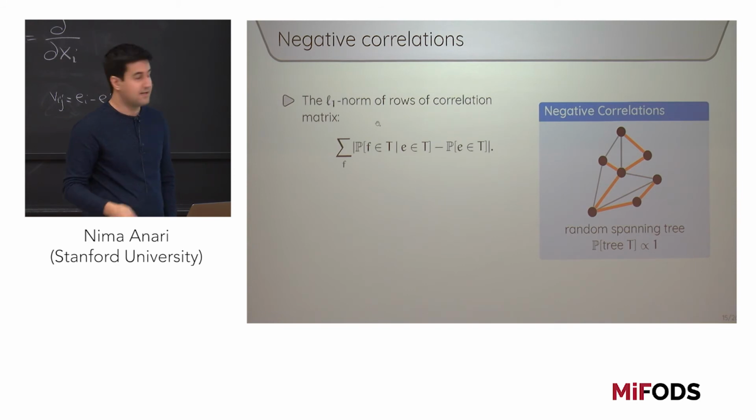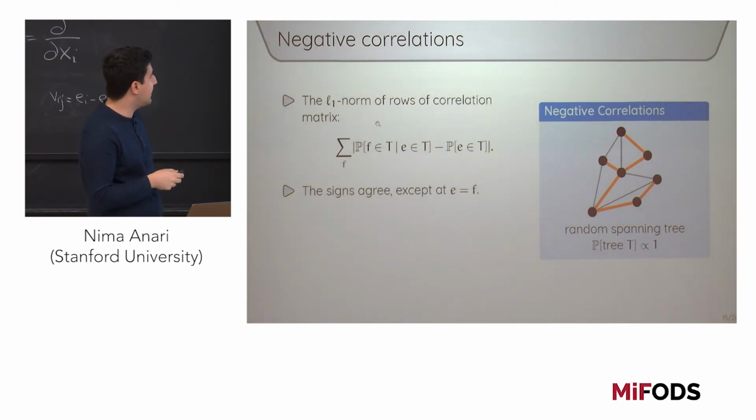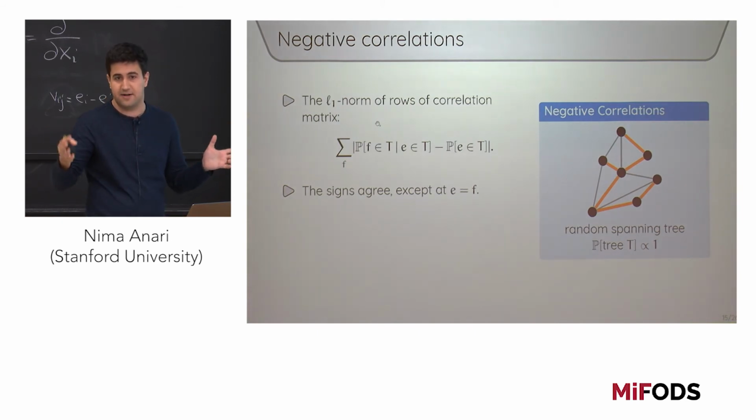Now the other thing I know is that if I drop the absolute values, the sum is 0. Because the sum of the first probabilities is just going to be the number of edges in a spanning tree, which is constant. It's n minus 1. The second term is also going to sum up to n minus 1. So I have a bunch of numbers that sum up to 0.